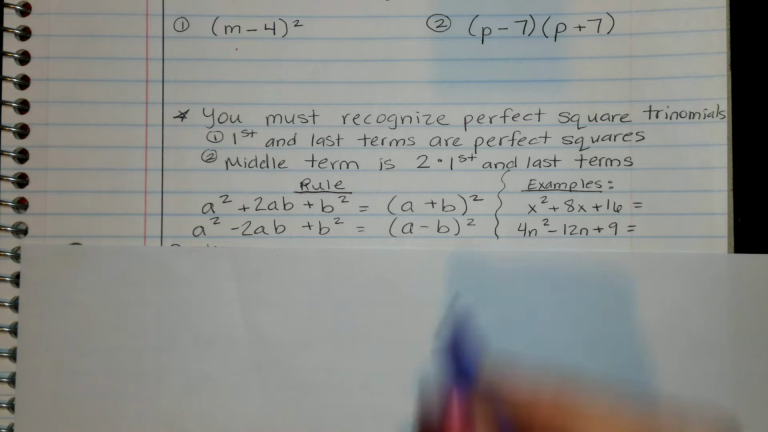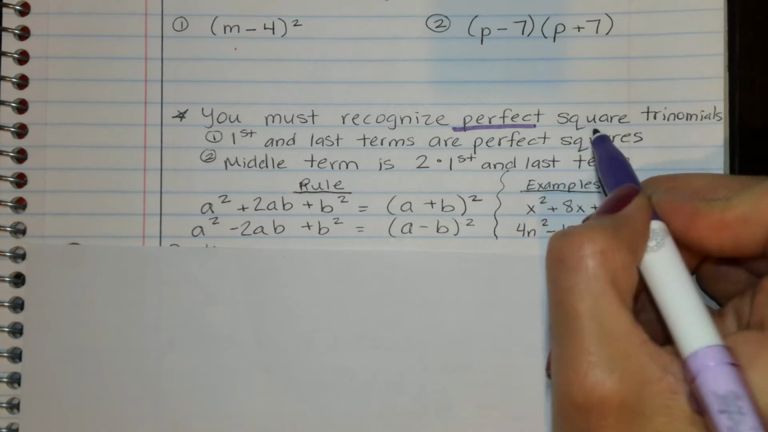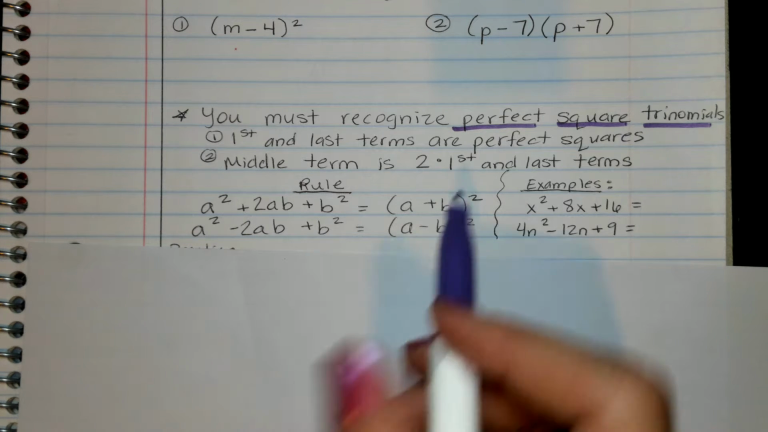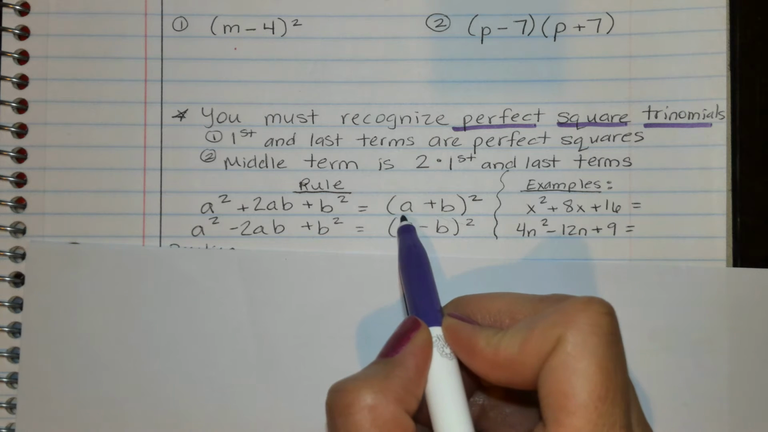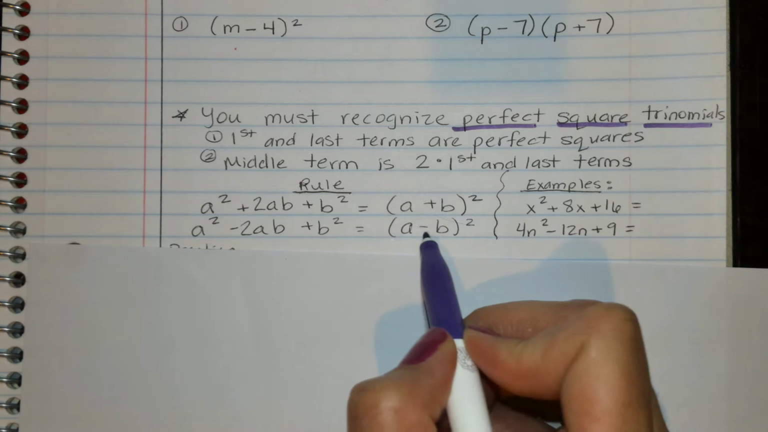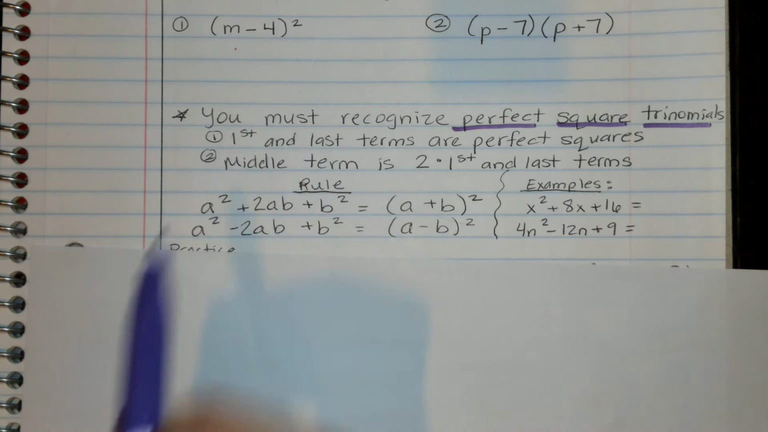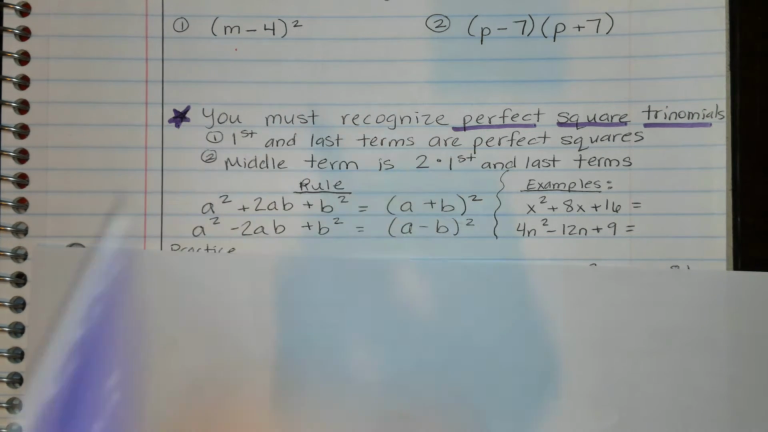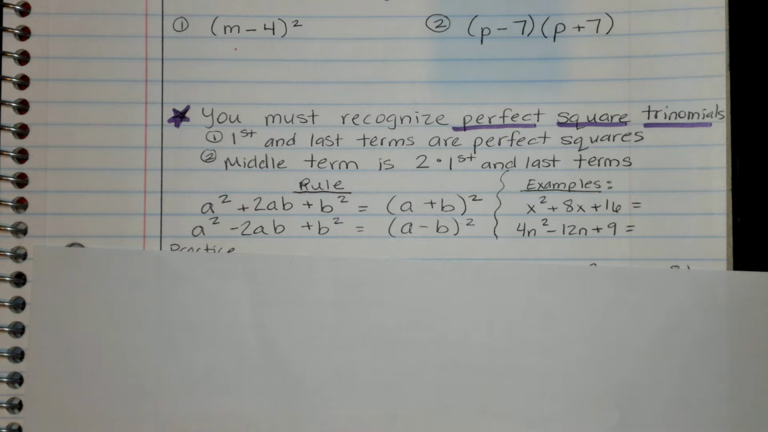You must recognize perfect square trinomials. Perfect square trinomials factor to be a perfect square. Those ones, remember the a plus b squared or the a minus b squared. So this is how you will recognize them. Again, pause if you want to pause. Otherwise, I'm going to keep going. But it all has to be written down.